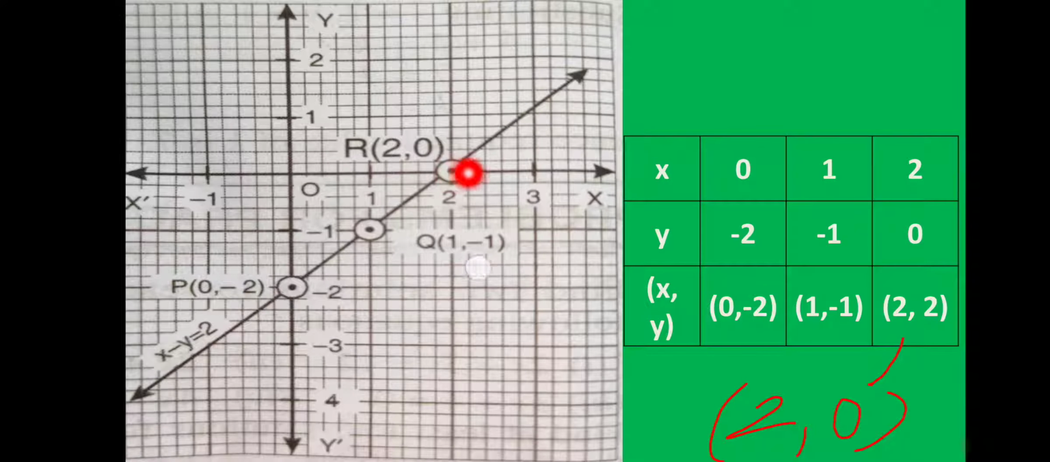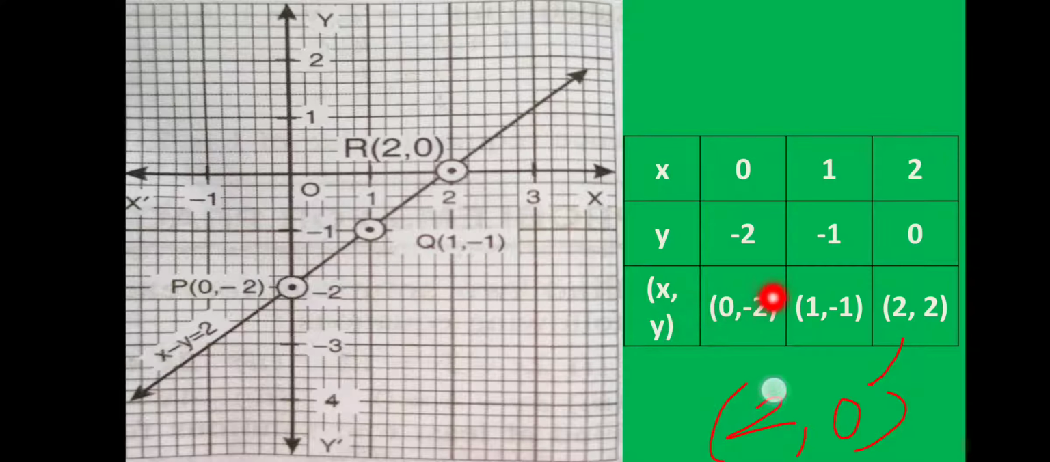To the right side of the origin we write the positive numbers, and to the left side we represent negative numbers. Similarly, to the upside of the origin we write positive numbers, and to the downside we write the negative numbers on the graph. Now we will represent these points, that is A, B, C on the graph.